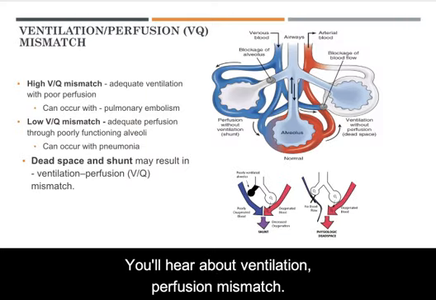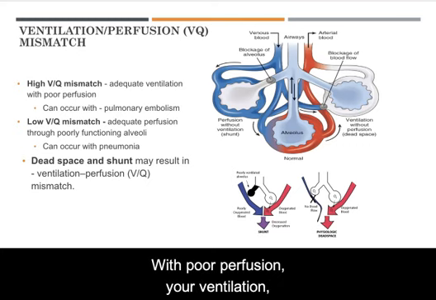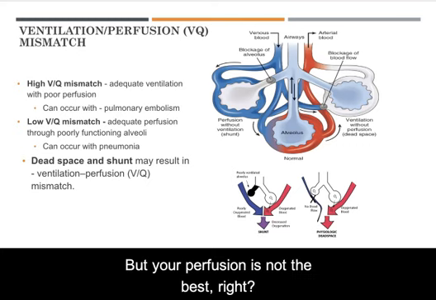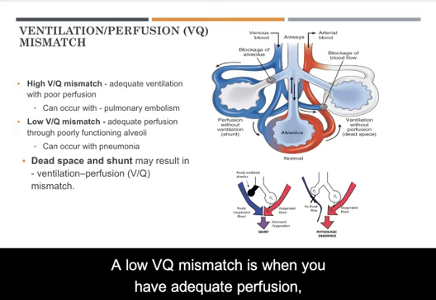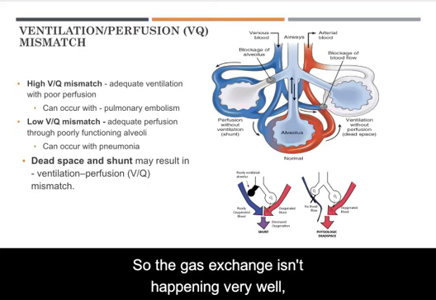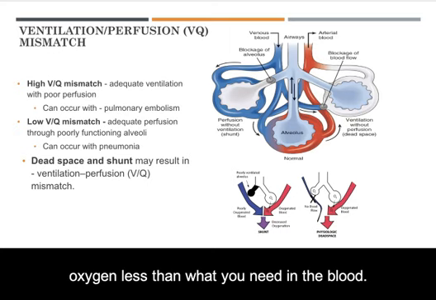You'll hear about ventilation perfusion mismatch. So what is this? This is when you have adequate ventilation with poor perfusion. Your ventilation, you're breathing in and out, right? But your perfusion is not the best, right? So that's when you get a high VQ mismatch. A low VQ mismatch is when you have adequate perfusion, but you have poorly functioning alveoli. So the gas exchange isn't happening very well, but the blood is getting perfused. So you have low oxygen, less than what you need in the blood.